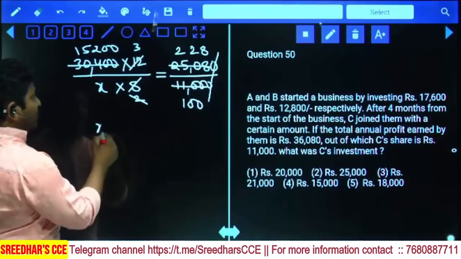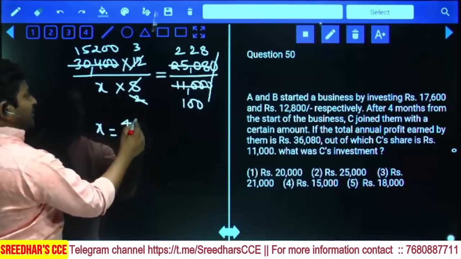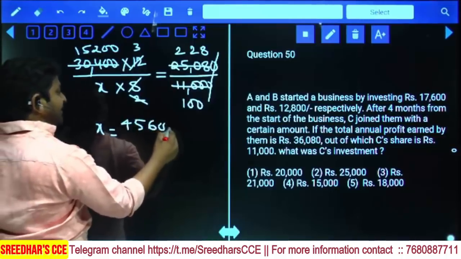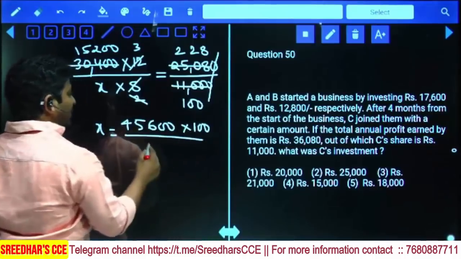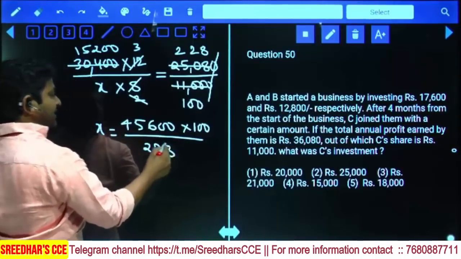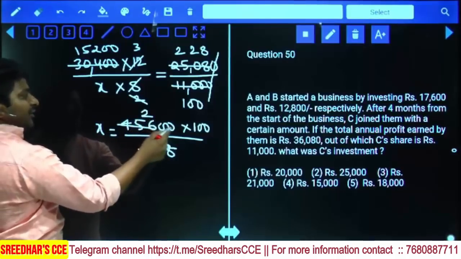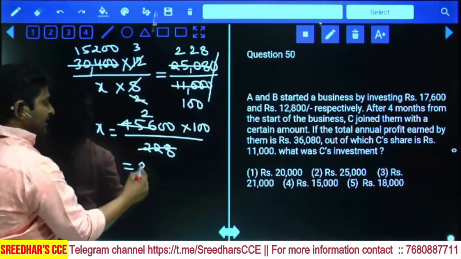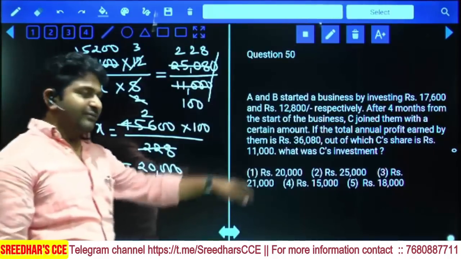Then the X value is equal to 15,200 into 45,600 into 100 divided by 228. 228 goes exactly 2 times into 456, so we have 200 into 100, in the sense the answer is 20,000. So C's investment is 20,000, first option is the right answer.